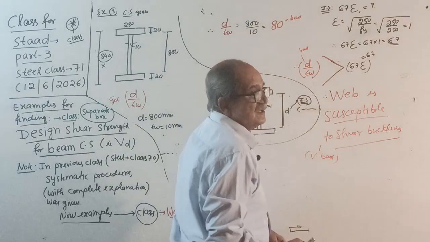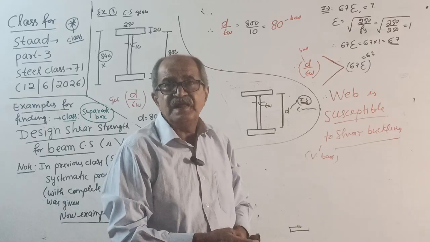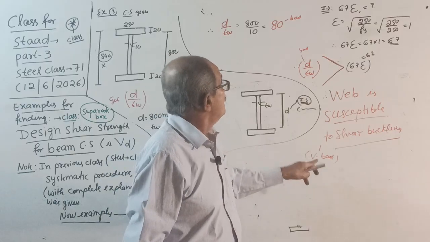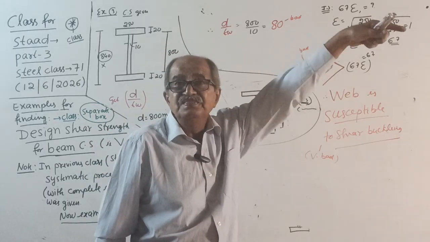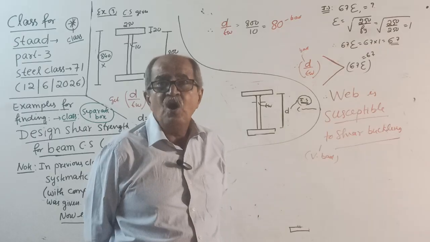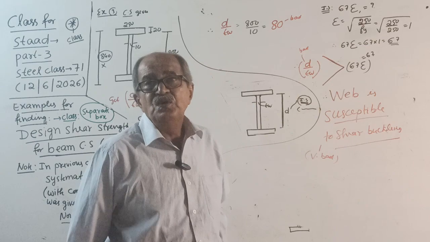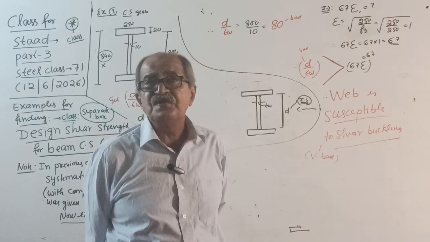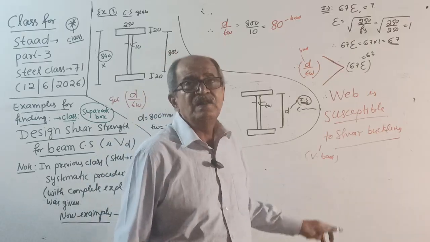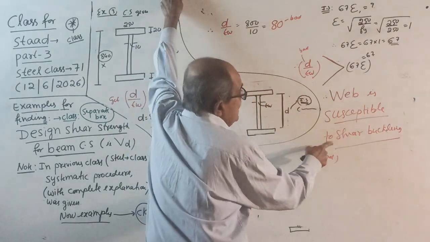Very bad. That means you can write a note here. The strength of the web in shear for this case will be lesser than that of a web which is not susceptible. What strength you get here will be less than the strength if the web is not susceptible. That comment I will give lastly. Now, to find shear strength.